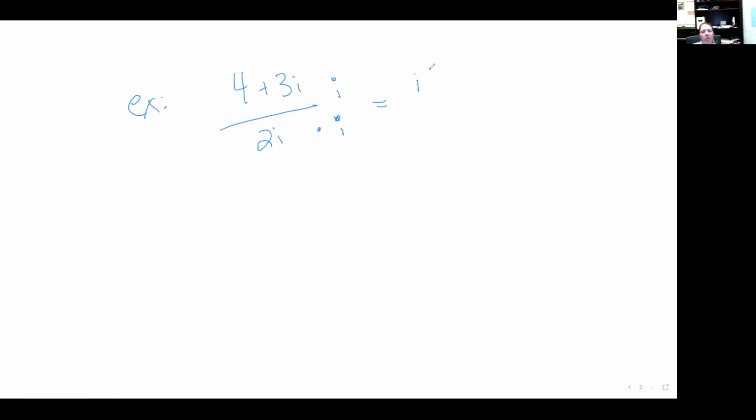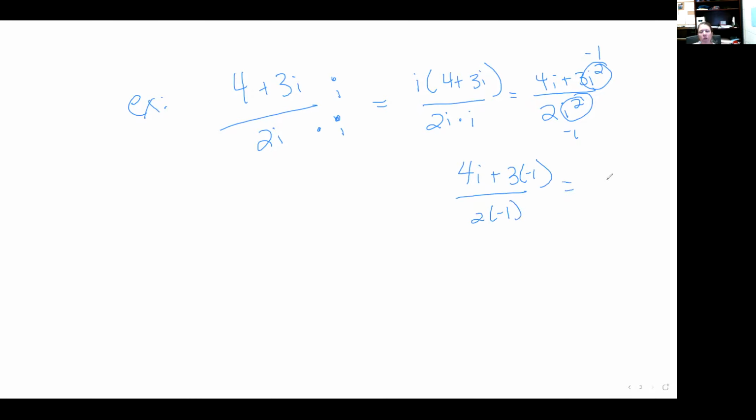So what happens is we end up with i times 4 plus 3i all over 2i times i. That becomes 4i plus 3i squared over 2i squared. Remember, what is i squared? That's negative 1, right? So we end up with 4i plus 3 times negative 1 over 2 times negative 1, which equals 4i minus 3 over negative 2. And then to finish this off, we would write this as 4i over negative 2 plus 3 over 2, okay, which really is negative 2i plus 3 over 2.